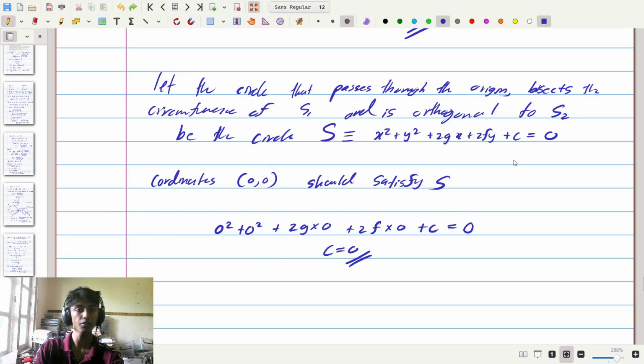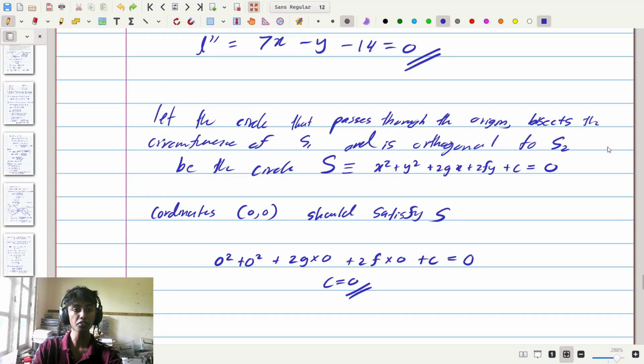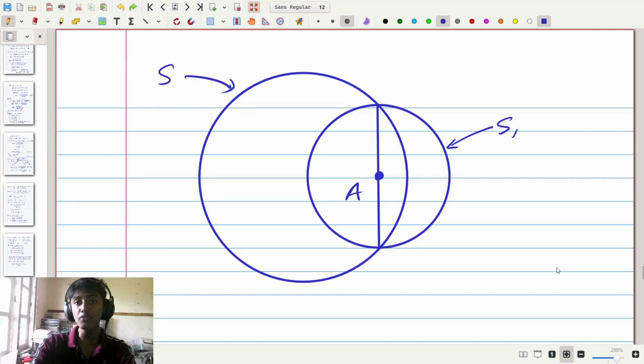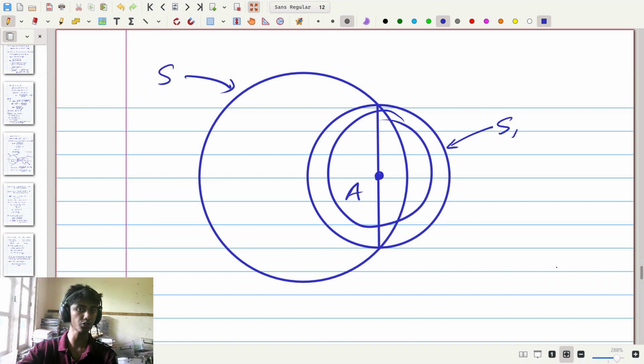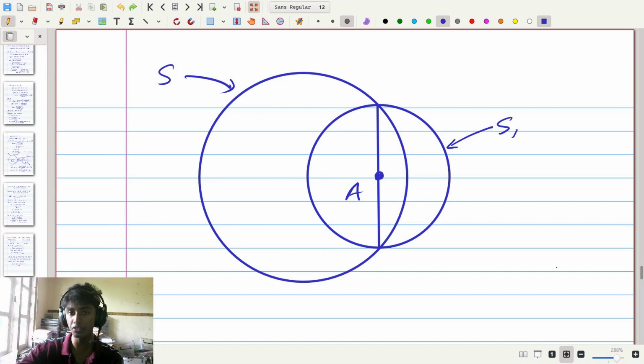Now for g and f, we have to use the other two conditions. The first condition is the circle S bisects the circumference of the circle S1. Now if we consider what this means geometrically, given the two circles S and S1 like so, if we consider their two intersection points, and we draw the line in between them, which is this line right here, this line will be a chord of the circle S and will also be a chord of the circle S1. Due to that, we say that this line is the common chord of the circle S and the circle S1.